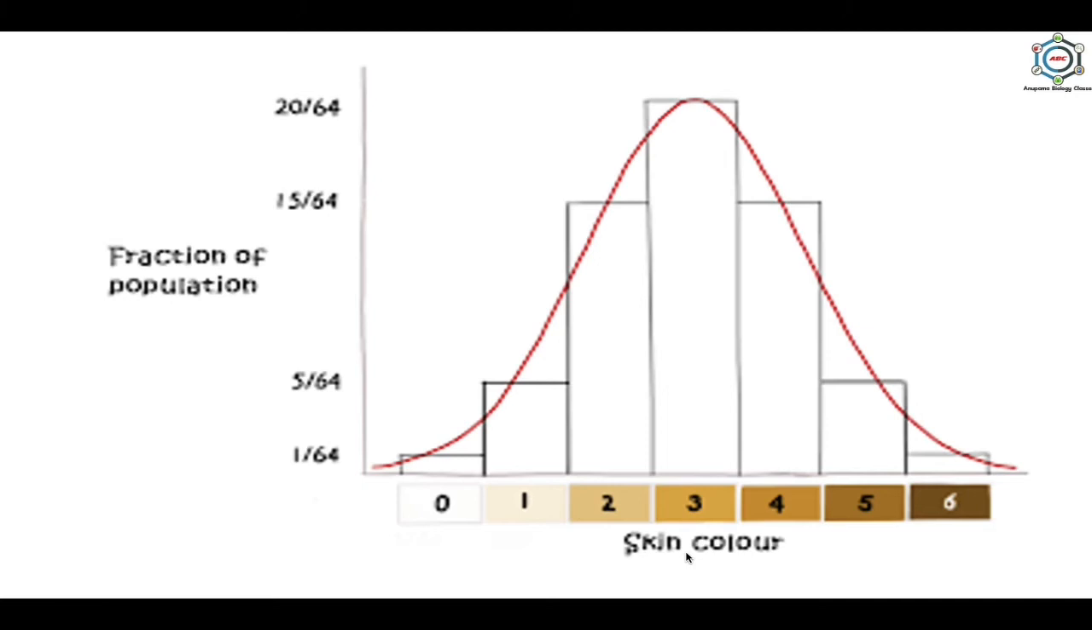And in this picture you can see the histogram and the bell-shaped curve showing the frequency distribution of human skin phenotypes, that is color, in F2 generation. So it starts from the pure white, then very light brown, then mulatto, then dark brown, then very dark brown, and the last is pure black.